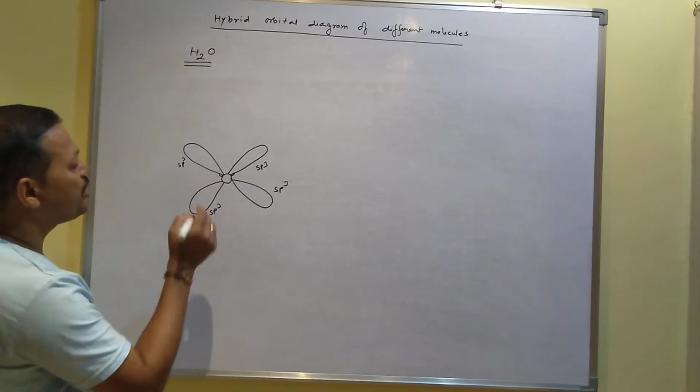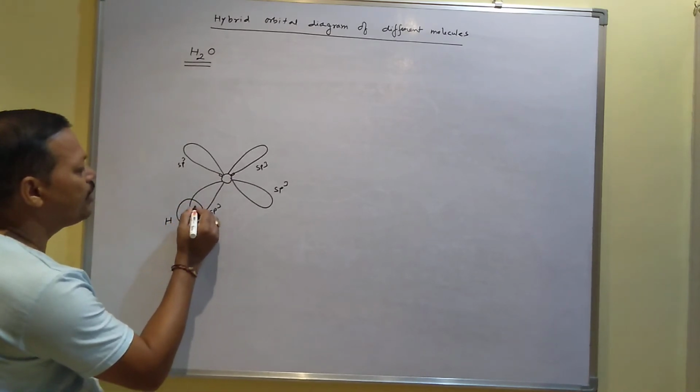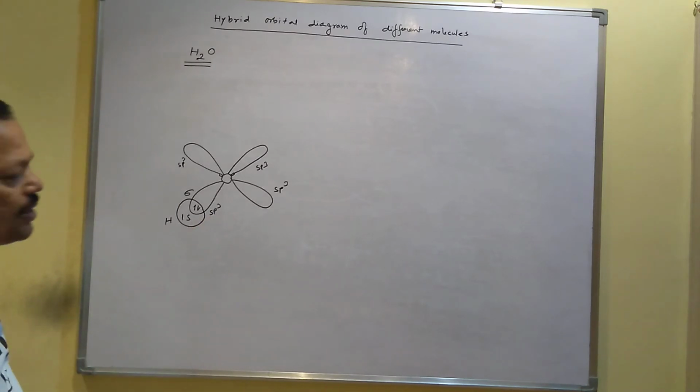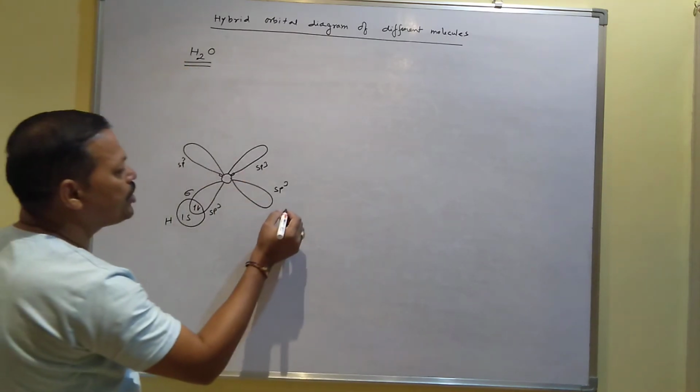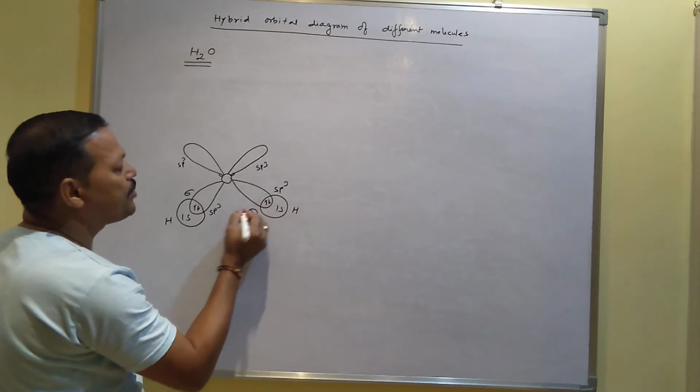So one sp3 overlaps with hydrogen 1s orbital. This is the hydrogen 1s orbital. You will get a sigma bond by overlapping sp3 and 1s. Similarly, another hydrogen 1s overlaps with this sp3. It will form another sigma bond.